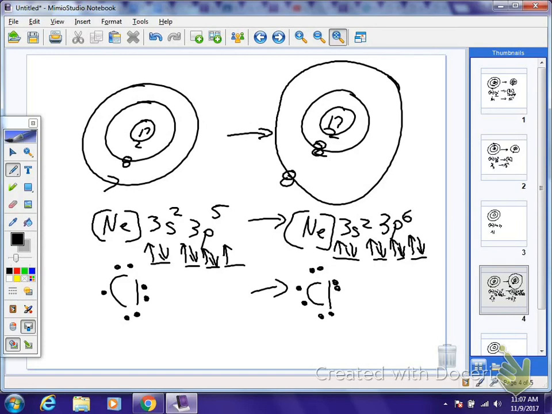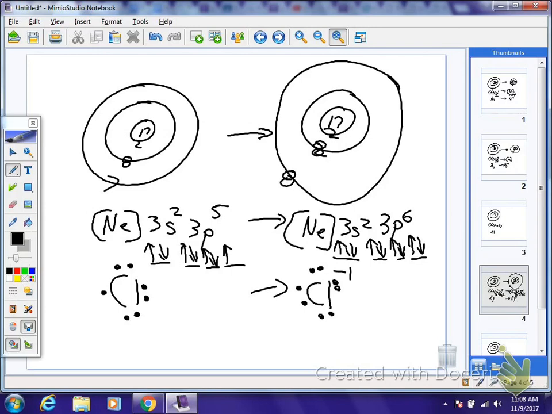And what charge is it? -1. It's got 18 versus 17. So it's a -1. Okay, so let me show you a little bit about the periodic table and kind of how we can look at trends on the periodic table, what happens on certain groups, and you guys can tell me if it makes sense or not.